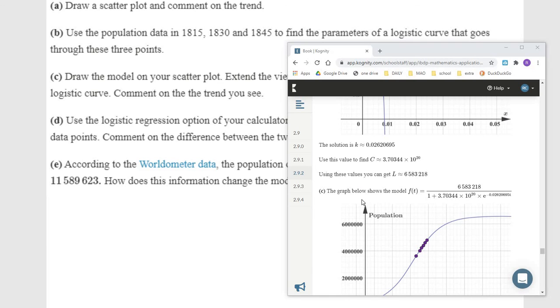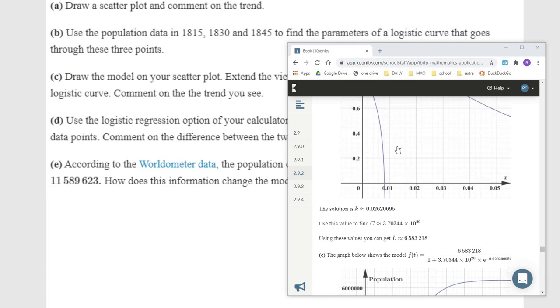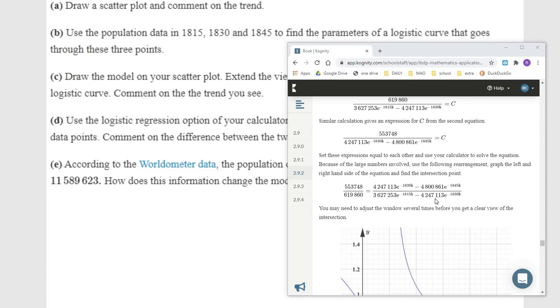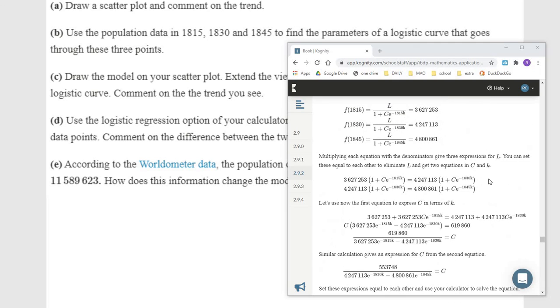Let's see. Yes, then we solved for k, we plug that in, then we get that value c, and from there we can get L. So it's just a matter of working it back in, because once we get k, we can plug it into one of these equations and solve for c. Once we get k and c, we can plug it in one of these and get L.